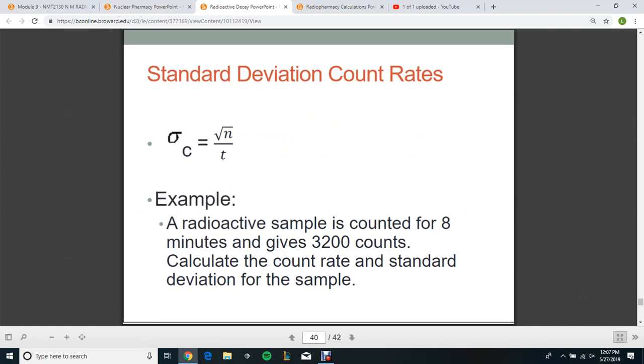Standard deviation of count rates. The standard deviation of the counts is equal to the square root of the number divided by time. For example, a radioactive sample is counted for 8 minutes and gives 3,200 counts. Calculate the count rate and standard deviation for the sample.